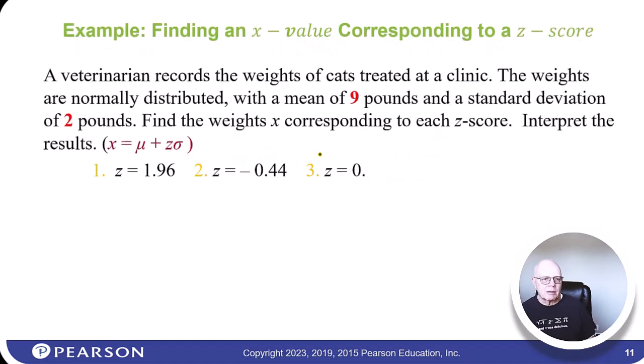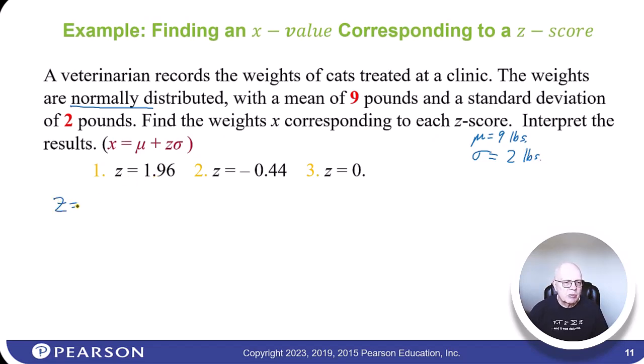Now let's play with this a little bit. So the veterinarian records weights of cats, and the weights are normally distributed. It better be, because that's what we're working with in this chapter. You've got a mean of 9 pounds, so I'm going to put that in. So we've got mean equals 9 pounds. And standard deviation, need that too, 2 pounds. Now, what we've got here is z equals 1.96. So let's start with this. Z equals 1.96. But we want x.